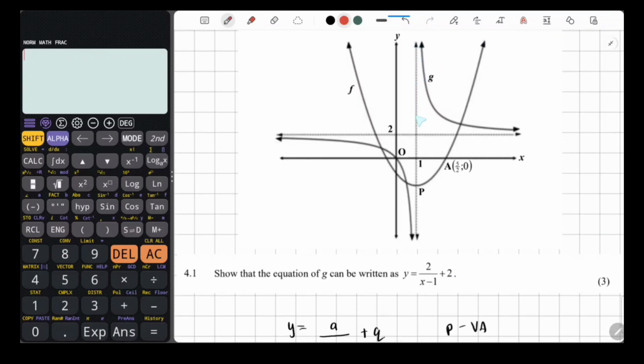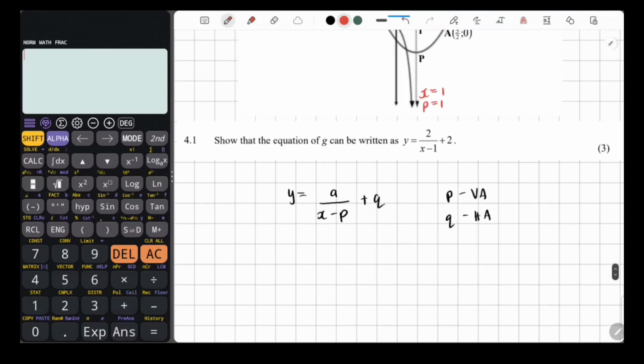First of all, we know the vertical asymptote. It's this one over here. Because it's a vertical line, its equation starts as x equals, and because it passes 1, x = 1. So our p value is going to be 1. We have a horizontal asymptote, which has the equation y = 2 because it passes 2 on the y-axis, and so we know q = 2. Since we know these two, we can substitute them into the equation. So we have y = a/(x - 1) + 2. All we have to find now is the value of a.